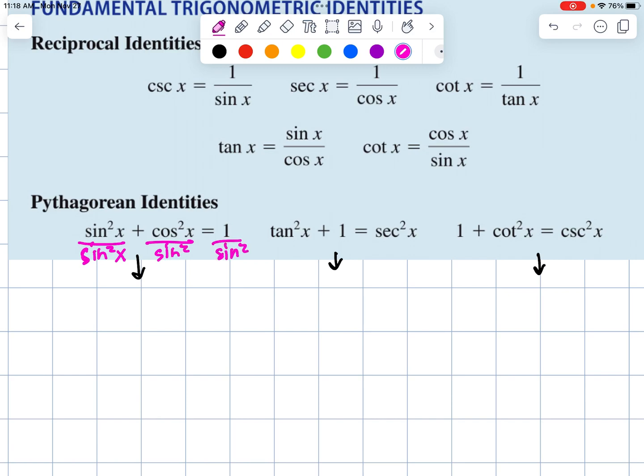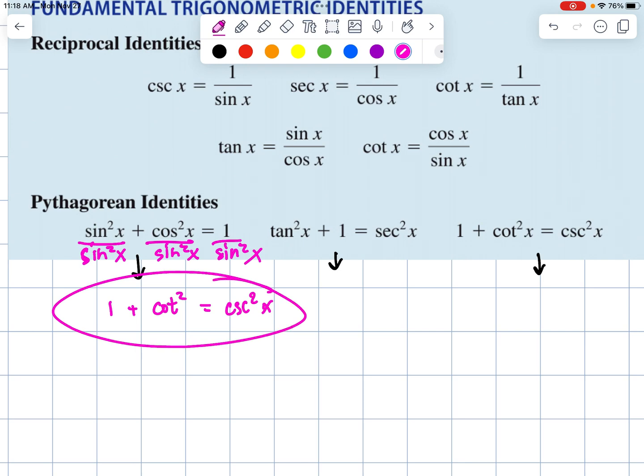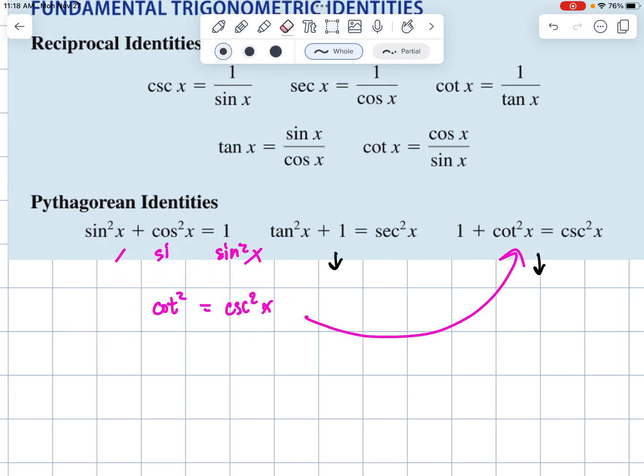Sine squared divided by sine squared is 1. Cosine squared divided by sine squared is cotangent, but it's cotangent squared because we're working with an exponent of 2. And 1 over sine is technically cosecant, so this would be cosecant squared x. We have a plus sign here, we have an equal sign here, and if you notice, this is the last equation here. I'm going to break this down a little bit so it's easier to reference.